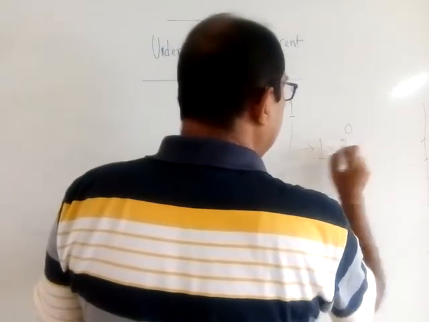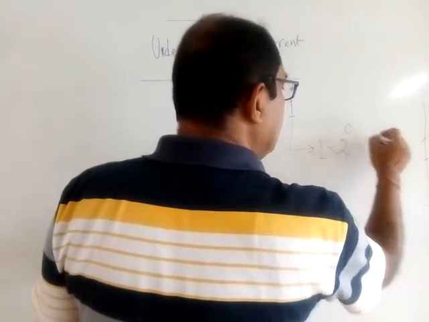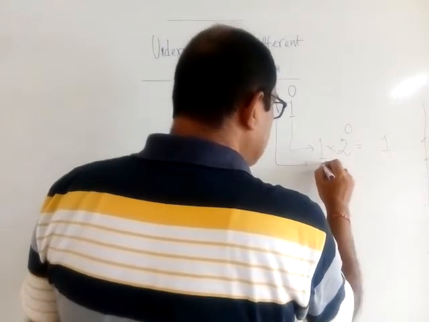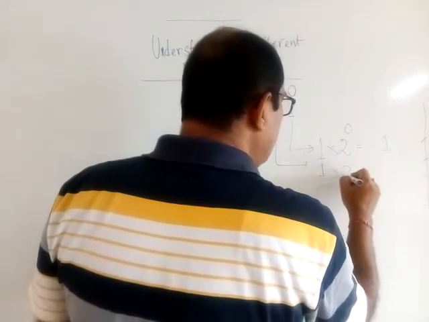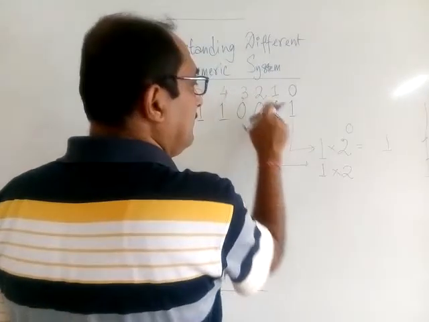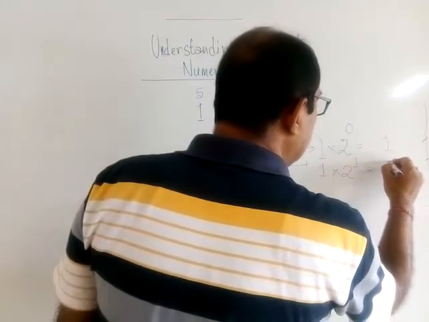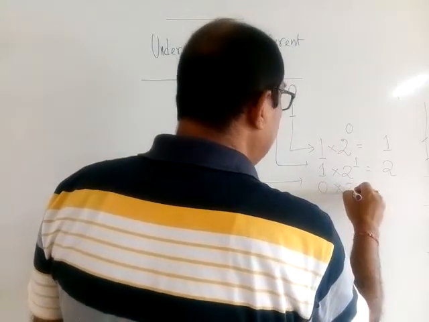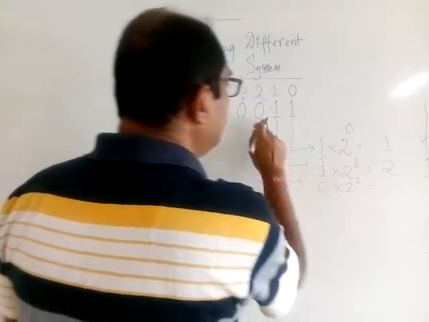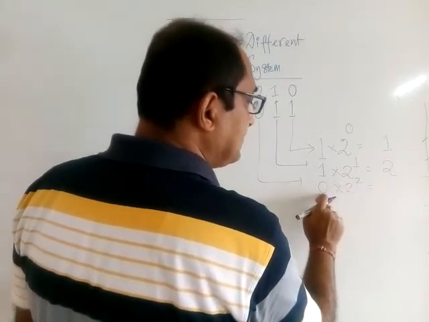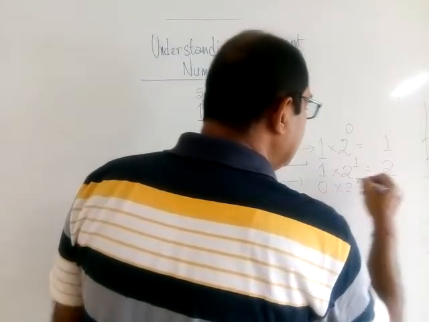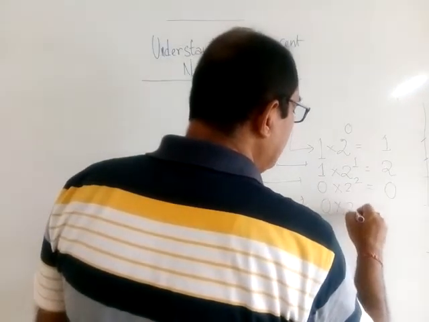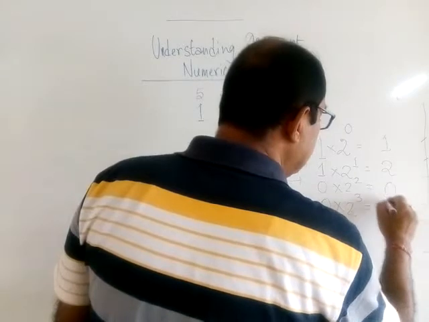So what are you getting here? 2, anything raised to the power 0 is 1. So I am getting 1. Now this one will be multiplied by 2 raised to the power 1. So I get 2. This 0 should be multiplied by 2 to the power 2. But 2 to the power 2 doesn't matter, whatever it is. Multiplying it by 0 means I will get 0. Same will be the case here. 0 multiplied by 2 to the power anything will be 0.